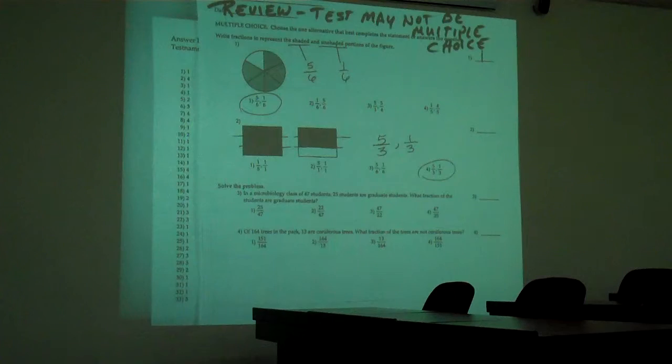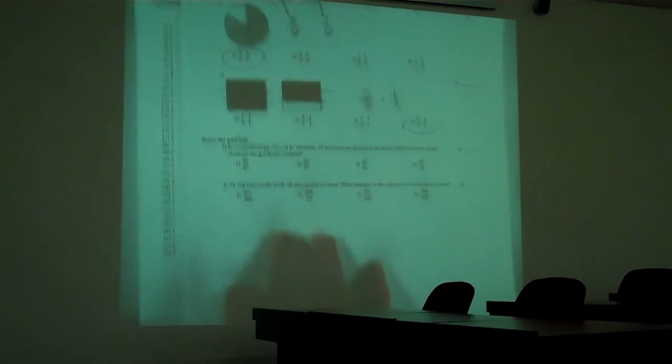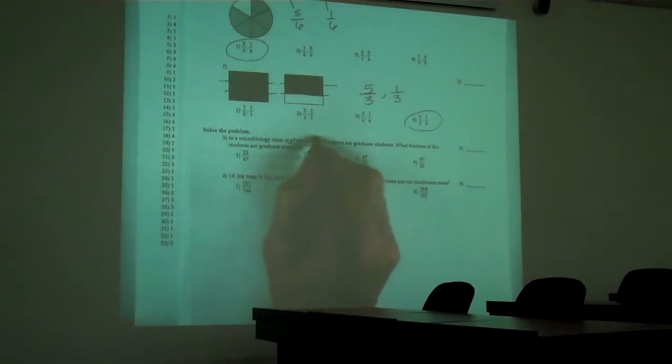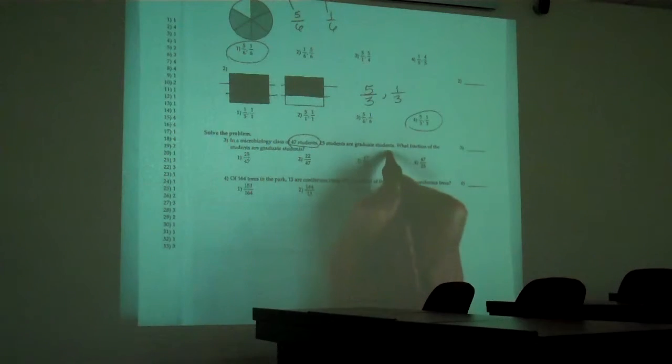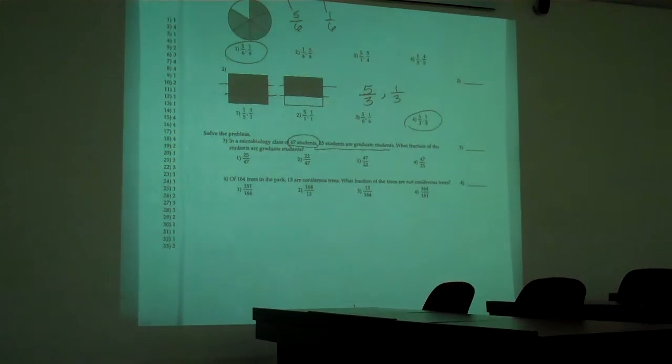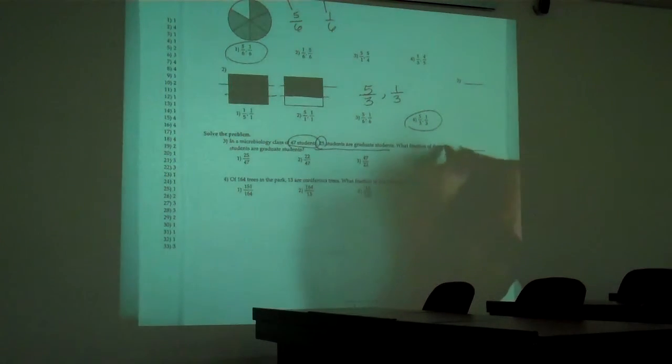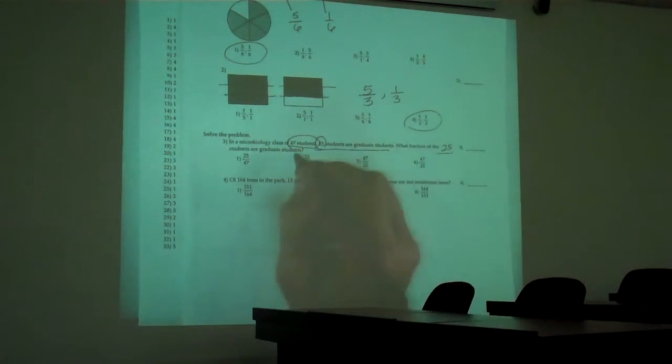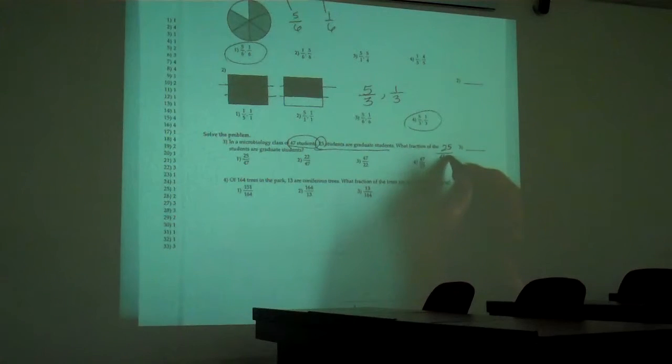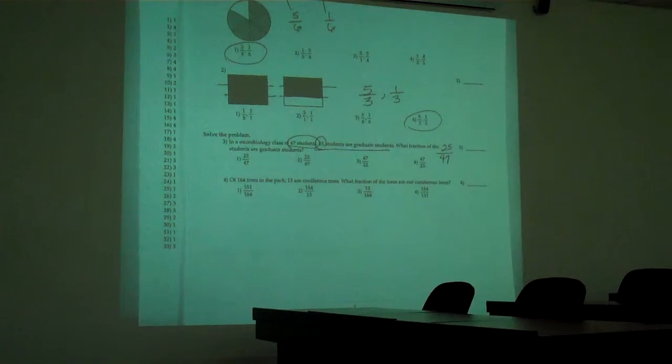Okay, number 3. In a microbiology class of 47 students, 25 are graduate students. What fraction of the students are graduate students? 25 out of a total of 47, right? So 25 are out of the total of 47.